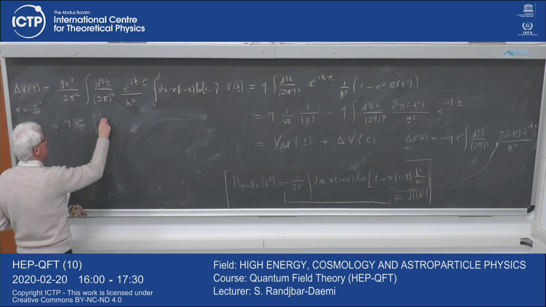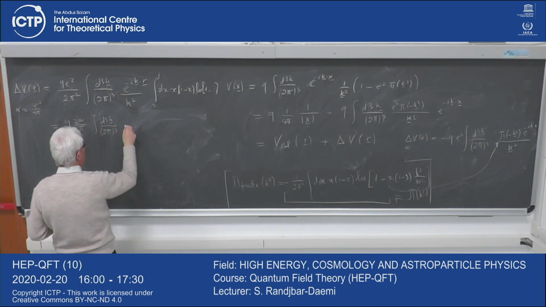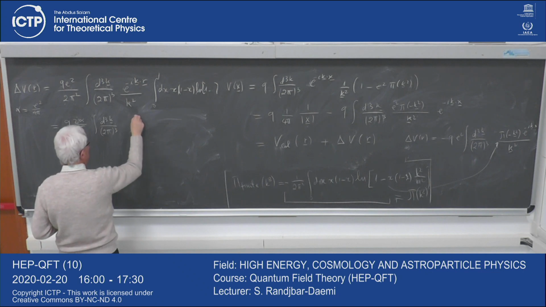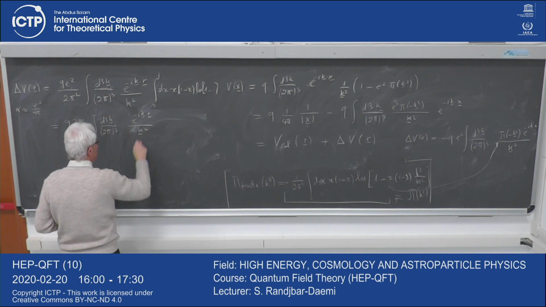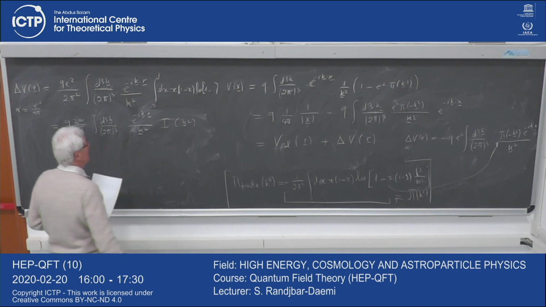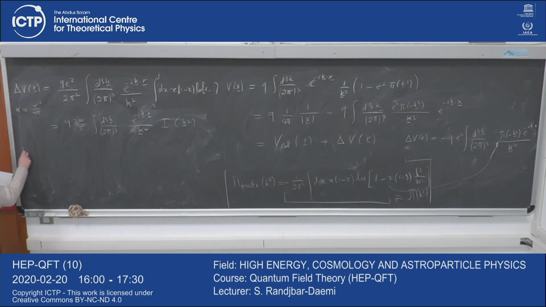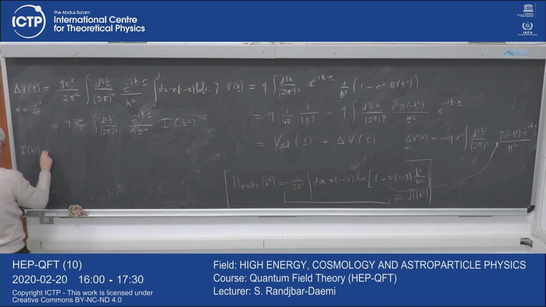Then there is the integral d^3k over (2π)^3 times e^(−i k·r) divided by k squared, times some function of k squared. This function of k squared is what I have written here in an incomplete form, which now I am writing in its full glory.